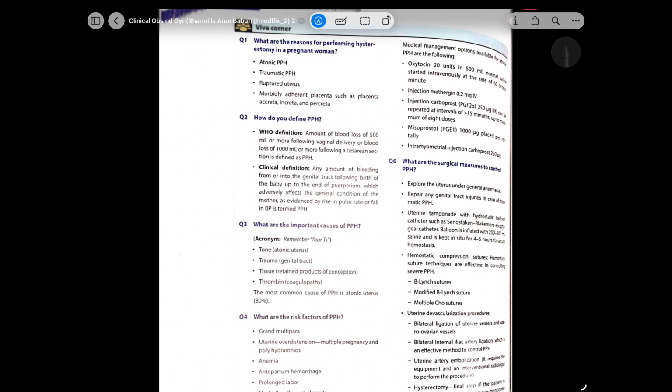Any amount of bleeding from or into the genital tract following birth of the baby or up to the end of the puerperium, which adversely affects the general condition of the mother, as evidenced by rise in pulse rate or fall in BP, it is termed as PPH.